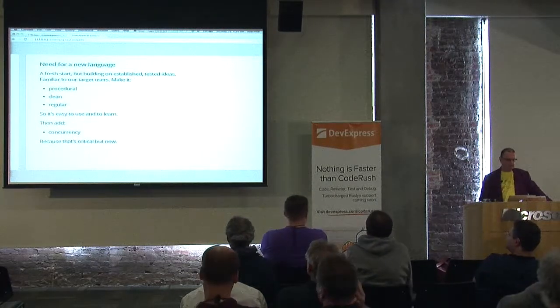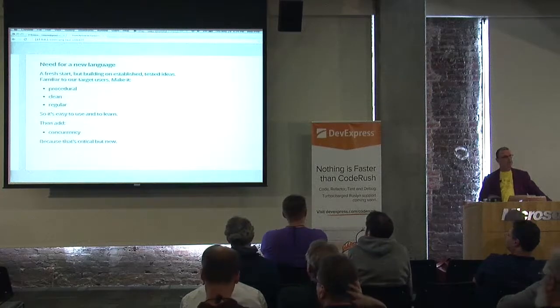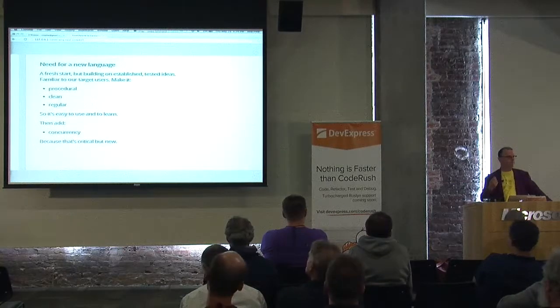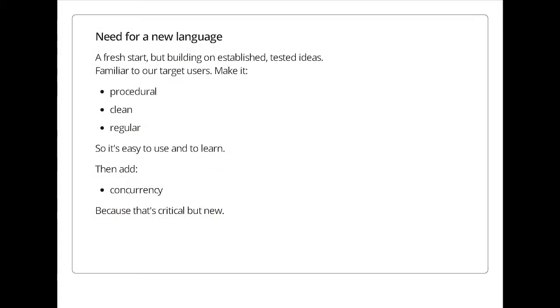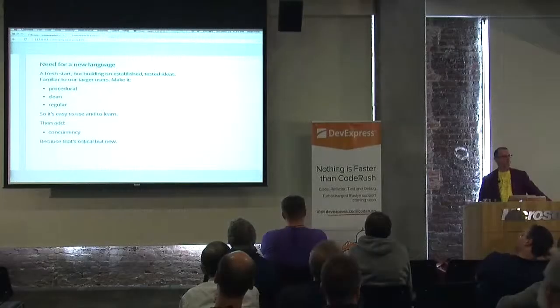So anyway, we decided it was time for a new language, but we had to make sure we dealt with the scale issues and the concurrency right up front. So we decided to build a very procedural, simple, straightforward language, clean and regular, so that people could learn it easily, but then we're going to slip them this thing on the side that they'd never really been comfortable with before, and it had to work well, and that was concurrency.